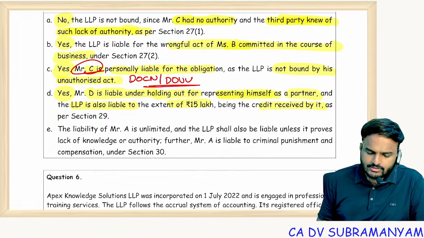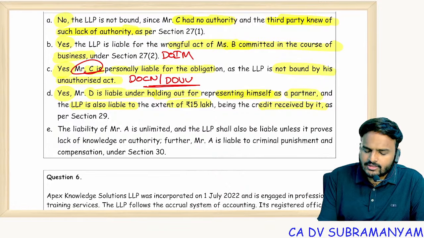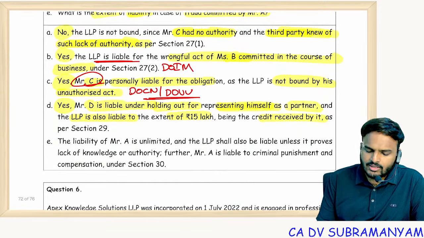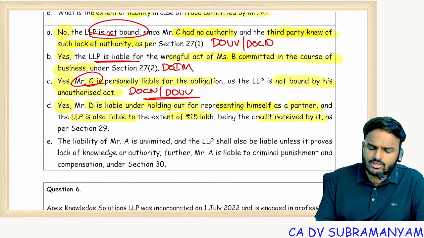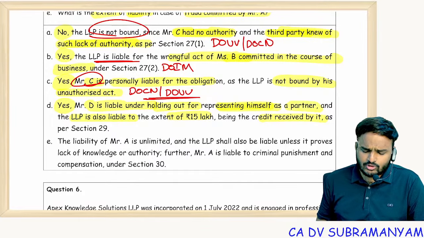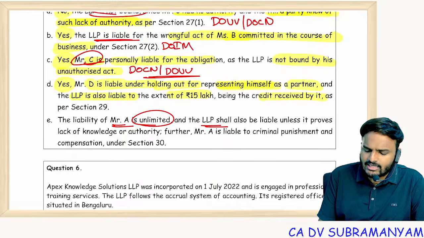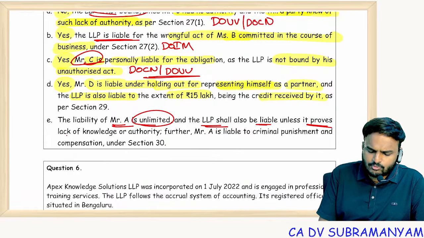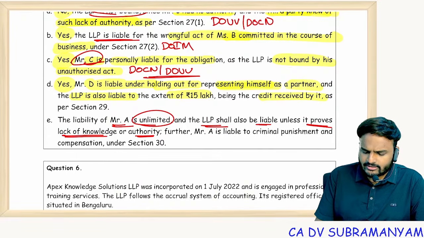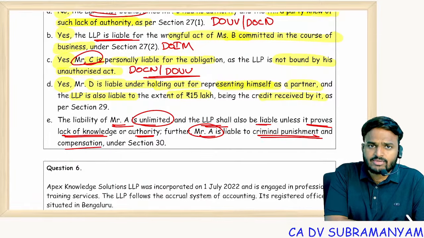Okay. Next one, doctrine of indoor management: LLP is liable. Doctrine of ultra vires, doctrine of constructive notice: LLP is not liable, individual partner is solely liable. Last one, liability of Mr. A is unlimited and LLP shall also be liable unless it proves lack of knowledge or authority. Further, Mr. A is liable to criminal punishment, that is imprisonment and fine.